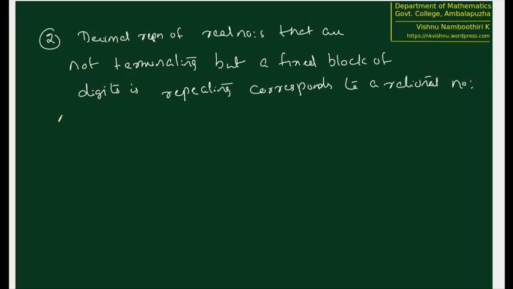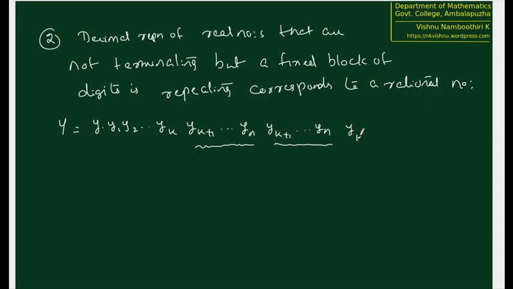So for that, let us consider a representation in the following form: Y equals y point y1 y2 etc. Suppose up to yk these digits are random, and after that yk plus 1 etc. up to some yn, and suppose that these digits are repeating infinitely many times, like again yk plus 1 etc. yn. This block of digits is repeating infinitely many times, and so on.